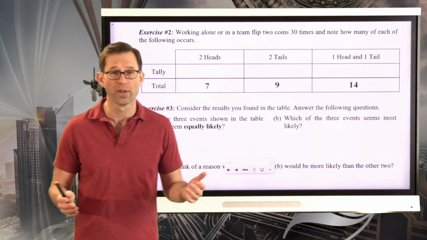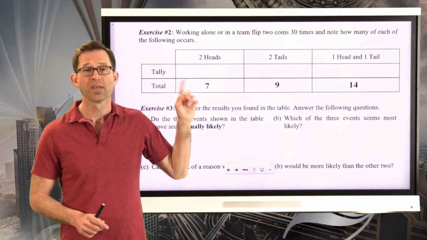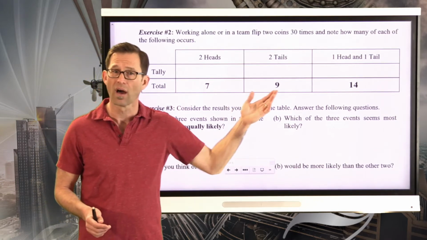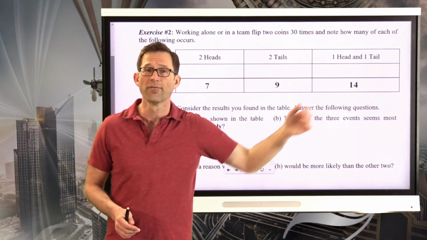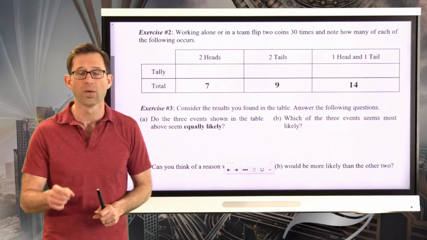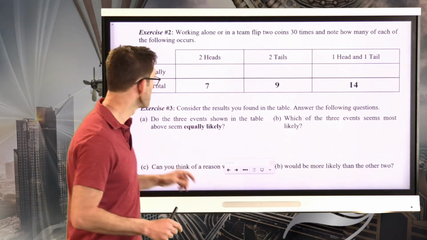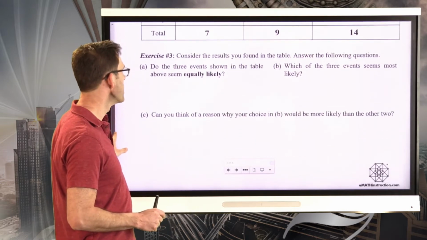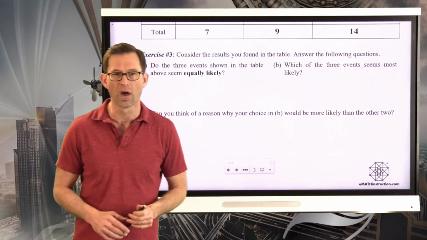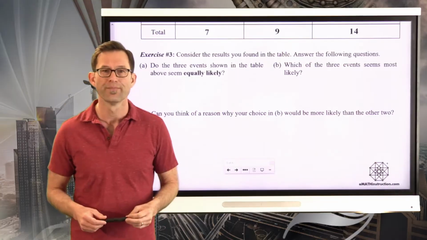And what I found when I flipped 30 times is I found 7 of the times it came up as 2 heads, 9 times it came up as 2 tails, and 14 times it came up as 1 head and 1 tail. So we're gonna work with my numbers. I'm hoping that you got results that are relatively the same, but we'll kind of talk about that as we go. So, exercise number 3.